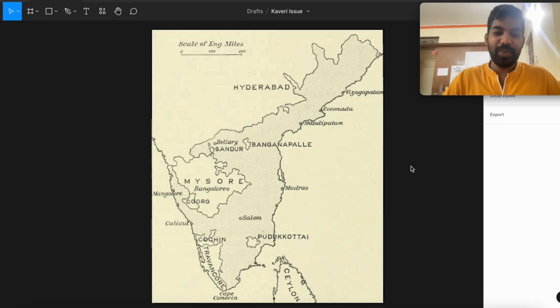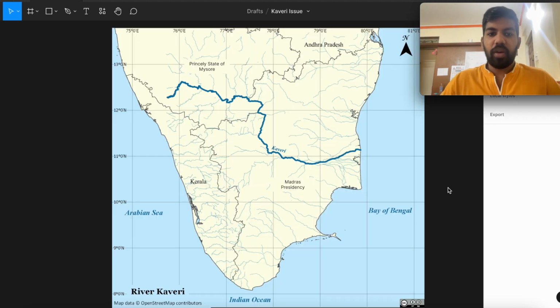Okay, so we understood this map from the 1800s. Let's understand how this map looks at present, so you can compare how the river was flowing through Mysore and through the Madras presidency. This is the map at present. We saw Mysore, which was here. This is actually the border of Karnataka. Let's assume it's under the princely state of Mysore, and once the river starts from here, it's under the Madras presidency.